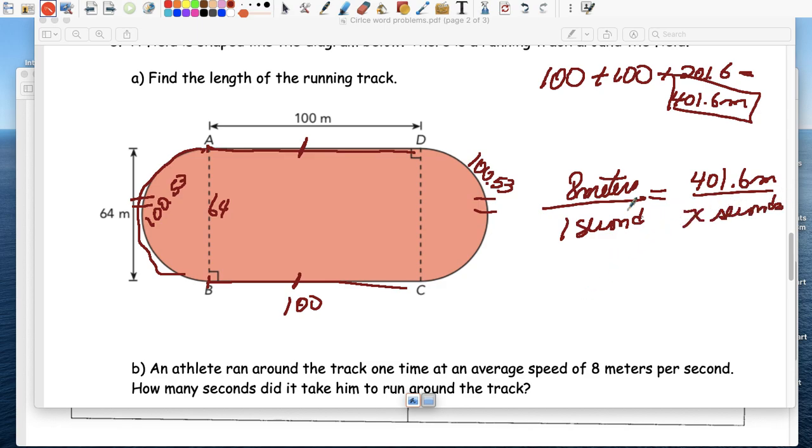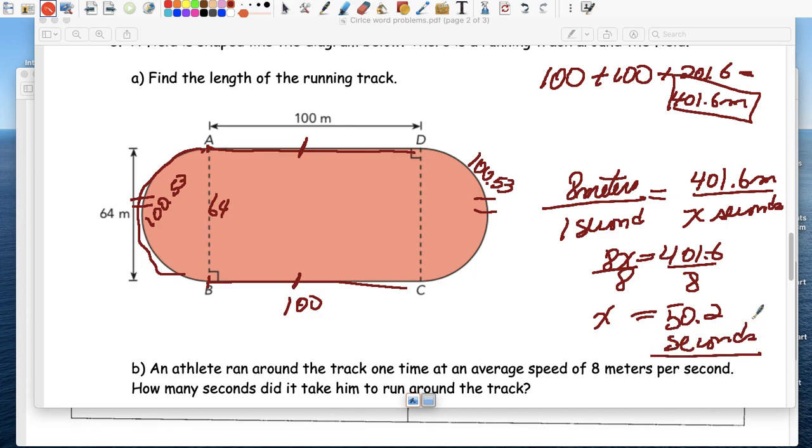All right. Cross multiply, we can do 8x. 1 times 401.6 is 401.6, divided by 8, divided by 8. X equals 401.6 divided by 8 equals 5.02 seconds. No, wait a second, sorry. 401.6 divided by 8. What am I doing? 50.2 seconds. All right, that's how long it would take him to run the whole track. Okay, that was it.